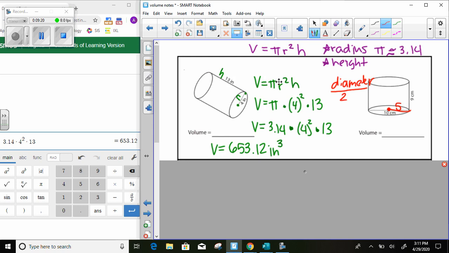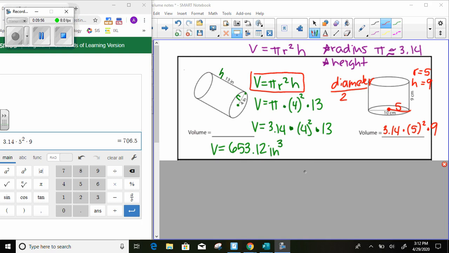So we're using the same formula as the previous problem, volume equals pi times radius squared times height. We know that our radius in this problem is 5. We know that our height is 9. So now we're simply going to plug it into our formula. So pi we know is 3.14 times my radius squared, so 5 squared, times my height of 9. Go ahead and pause here, make your calculation, and see what you get as your total volume for this cylinder.